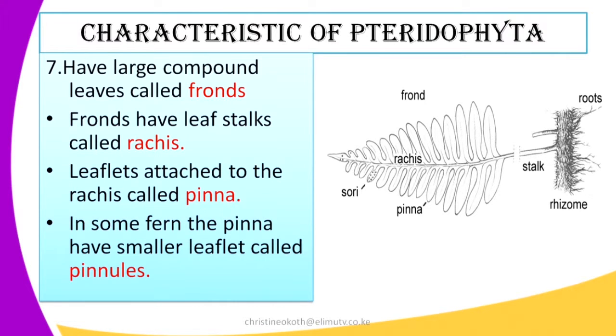In some ferns, the pinna have smaller leaflets which are called pinnules. So that is the structure of a fern. It has the frond, which is the entire structure of the leaf, made of tiny leaflets called the pinna, and the stalk is what we call the rachis. Then the sori are also there. They are useful in the formation of the gametes.